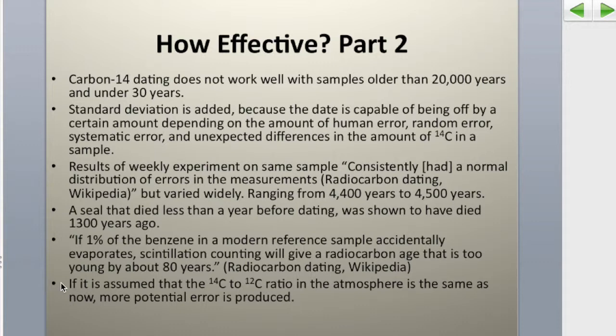A standard deviation is needed because the date is not perfect and depends on human, random, and systematic error. There have been extremely off cases, but they can be explained.